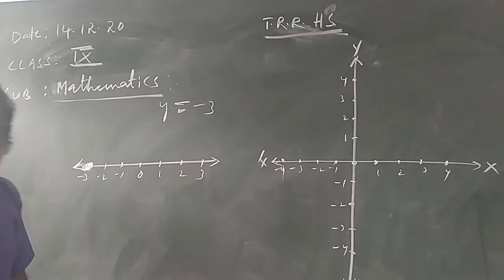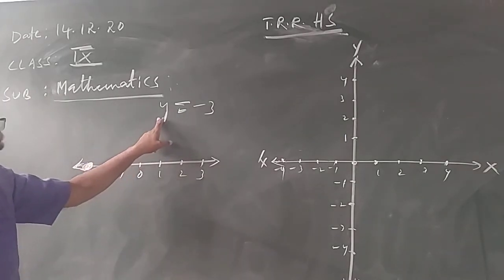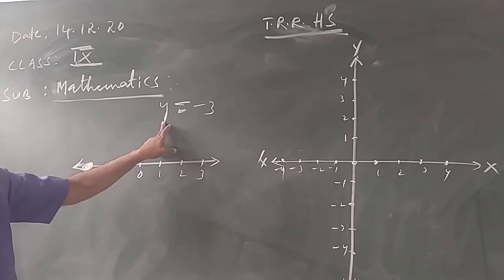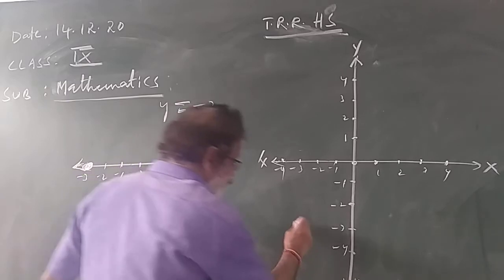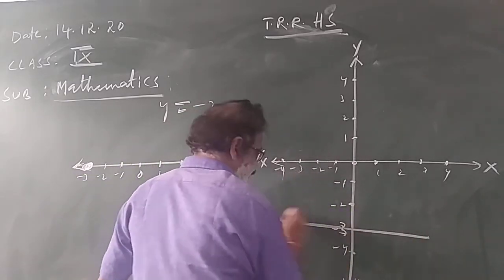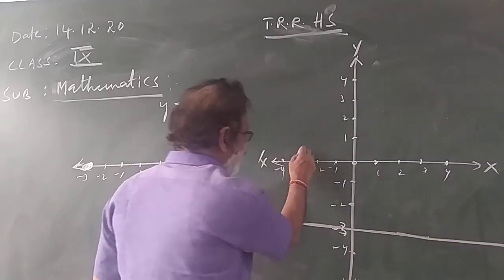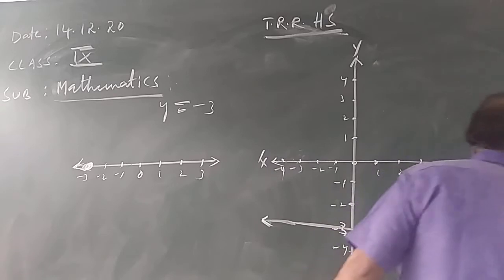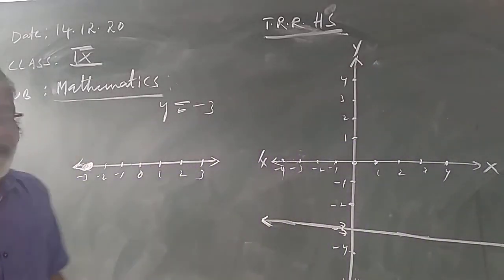Y is equal to -3. It is constant in y, so it is parallel to x-axis. So the line passing through y is equal to -3. Y negative values are here. It is passing through y is equal to -3 like this. This line is parallel to x-axis. This is y equal to -3. Like this we do, children. I hope you clearly understood.